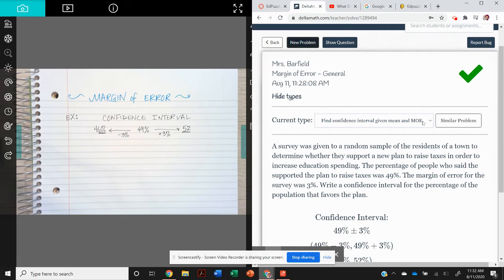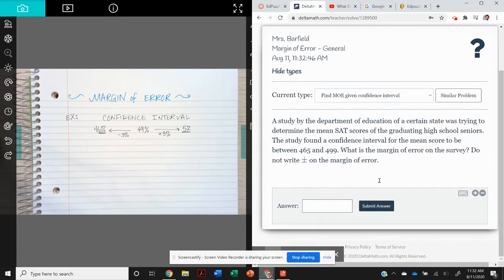All right, so let's look at a different kind of problem you might get. All right. So it says a study by the Department of Education of a certain state was trying to determine the mean SAT scores of the graduating high school seniors. The study found a confidence interval for the mean score to be between 465 and 499. What is the margin of error on the survey? Do not write plus or minus for the margin of error. And I think that's just because of submitting the problem.